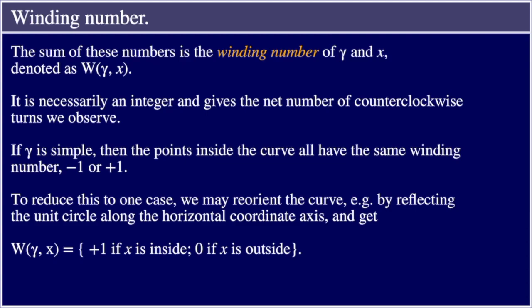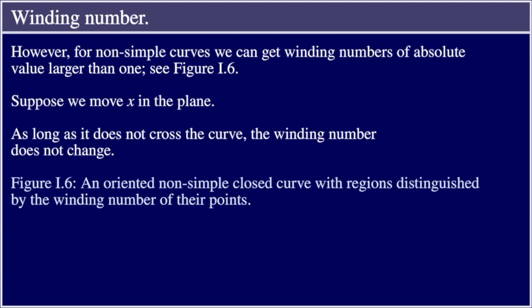If gamma is simple, then the points inside the curve all have the same winding number, -1 or +1. To reduce this to one case, we may reorient the curve, for instance by reflecting the unit circle along the horizontal coordinate axis, and get W of gamma, x equal +1 if x is inside, 0 if x is outside. However, for non-simple curves, we can get winding numbers of absolute value larger than 1. See Figure 1.6. Suppose we move x in the plane. As long as it does not cross the curve, the winding number does not change.